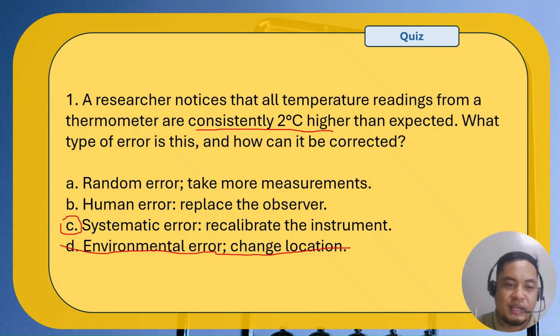It's not the answer. Random error, it results consistently, it resulted in consistent data. So it's not random in the first place, so it's not the answer. The answer for this item is letter C.